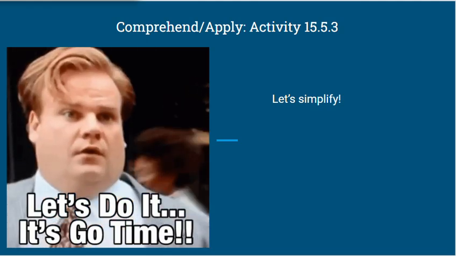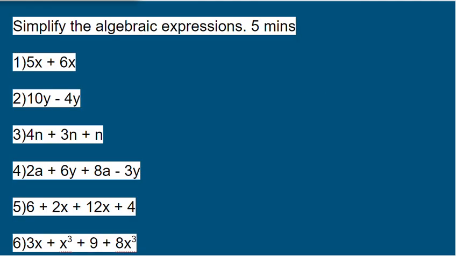Let's go through and do some more practice here before we wrap up. Go ahead and simplify all of these. Simplify would just be combining like terms and to make it as few terms as possible. All right, we have 5x plus 6x. That just gives us 11x. 10y minus 4y, 6y. 4n plus 3n plus n would actually give us 8n, because that n by itself would be 1n. 2a plus 8a gives us 10a. And then 6y, and then subtract out 3y would actually still give us positive 3y.